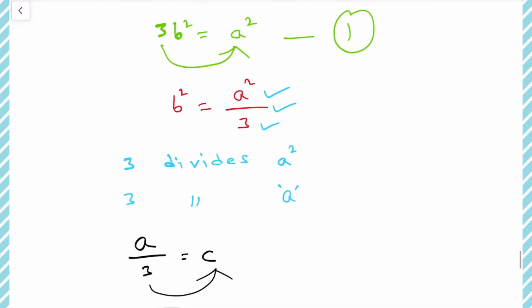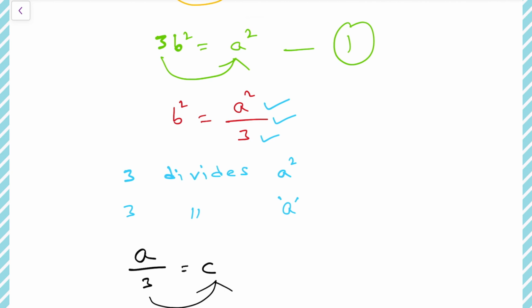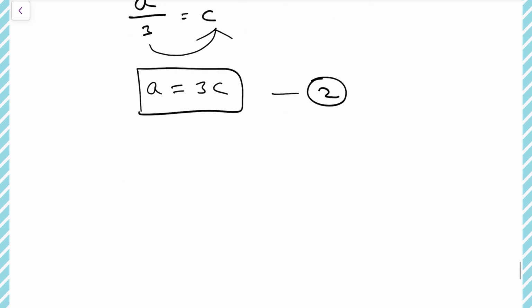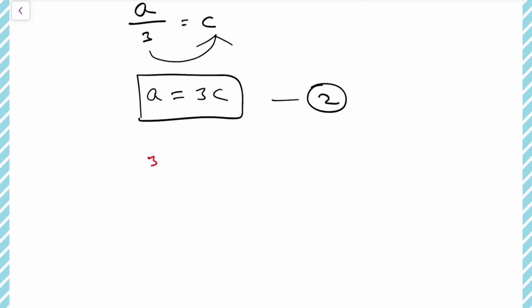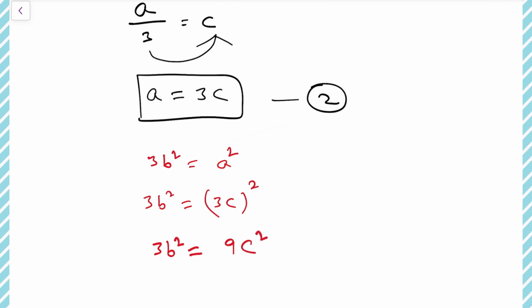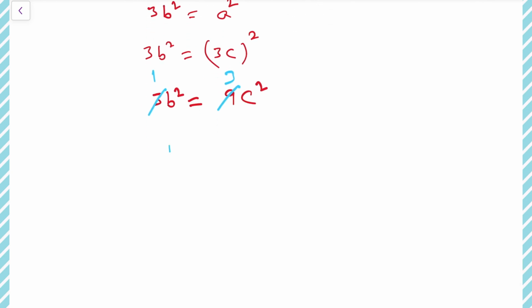Now observe the first equation. In the first equation we have 3b square equals a square, right? But in the second equation we got the a value as 3c, right? So 3b square as it is. Here in the place of a I am substituting 3c whole square as it is. So we will get 3b square is equal to 9c square. Left side and right side we can check for the cancellation. 3 1s are 3, 3 3s are 9. Then finally we remain with b square equals 3c square.